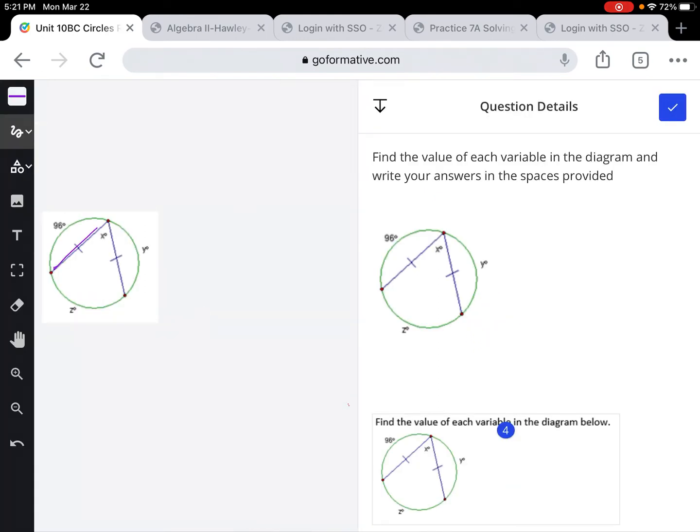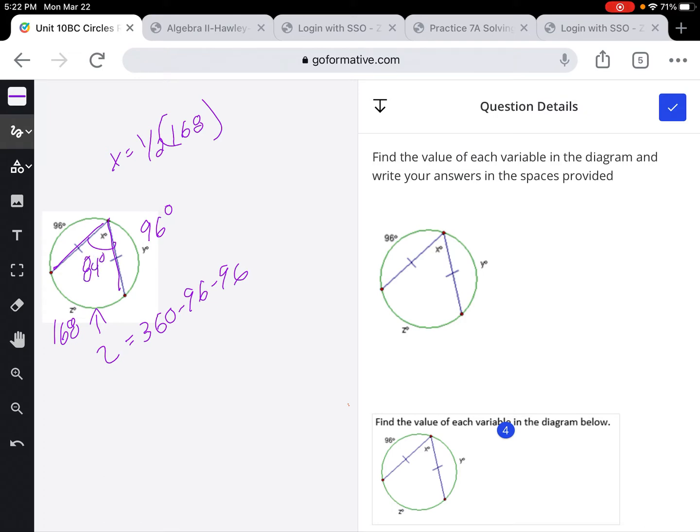For the next one, I know if two chords are congruent, their corresponding arcs are congruent, so I know y also has to be 96 degrees. I know z has to be 360 minus 96 minus 96, which is 168. And because x is an inscribed angle, it's going to be 1/2 of 168, which is 84 degrees.